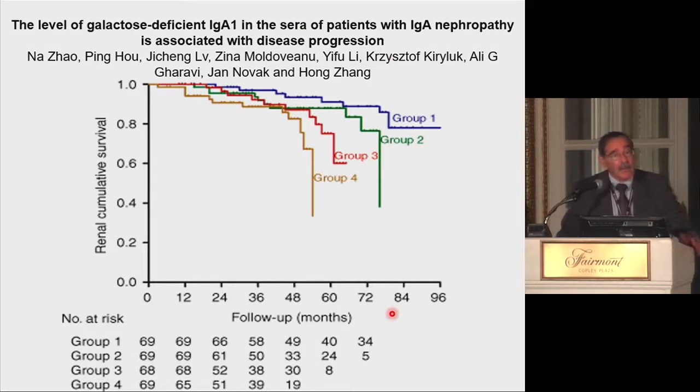We also know, in the few studies that have been done on this, that the amount of galactose-deficient IgA in the serum of these patients correlates with the outcome of disease. If you take patients with the lowest levels of galactose-deficient IgA in the circulation, they have the best renal survival. If they have higher levels of circulating galactose-deficient IgA, they do worse, and the highest levels do the worst of all. And this could be a diagnostic test in the future, if you had somebody with hematuria and proteinuria and you couldn't do a biopsy. It's not a commercially available test at this point.